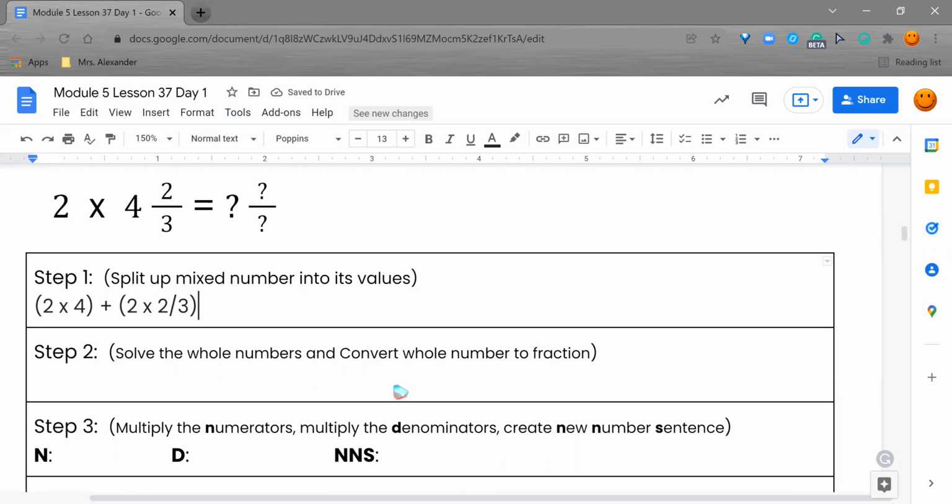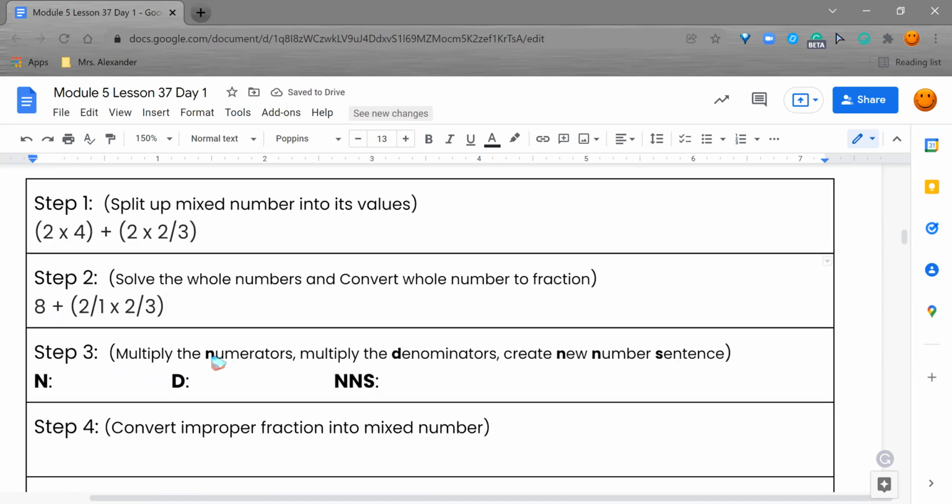Now we need to solve the whole numbers and convert them. So what we're going to do is 2 times 4, which is 2, 4, 6, 8. And we're going to add 2 over 1, because we have to convert the whole number into a fraction. We're going to multiply it by 2/3. Okay, now that we've done that, my 8 is just going to keep coming down with us until we need it.